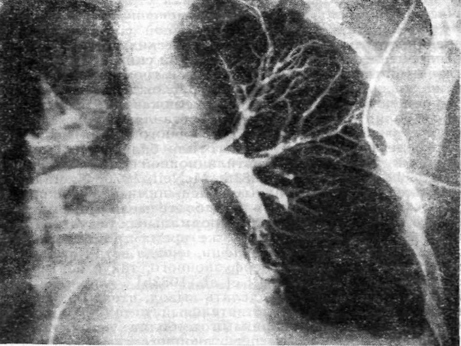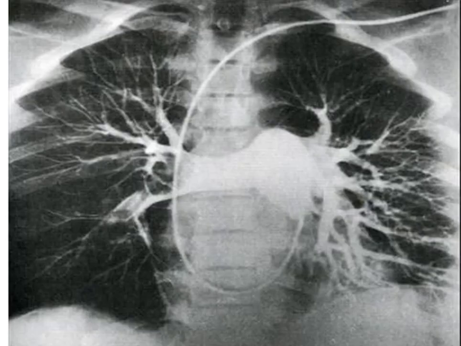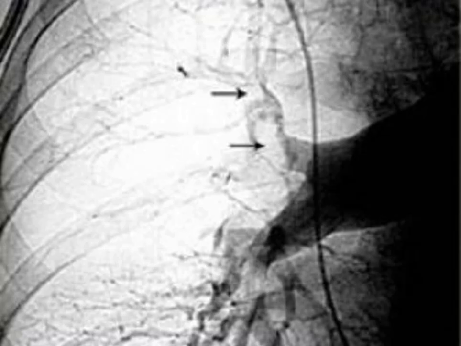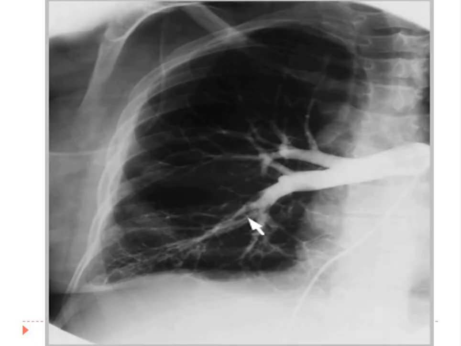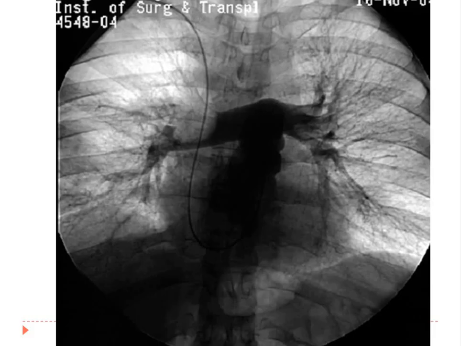Patient with pulmonary embolism and filling defects. You can see a huge blood clot and amputation of the pulmonary artery. Also, thrombus in the pulmonary artery and amputation.